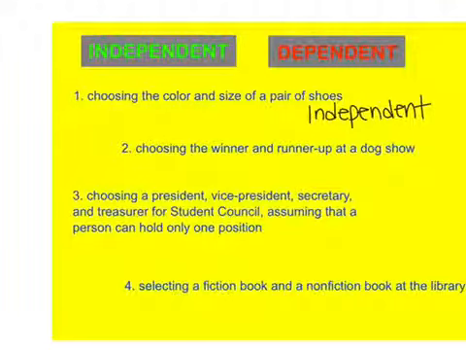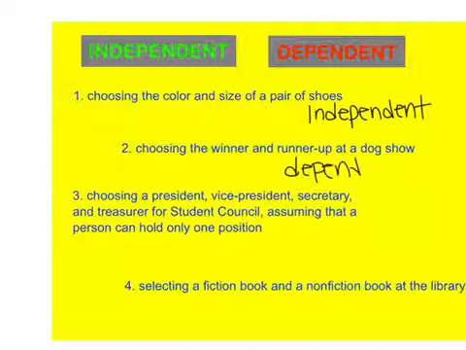Now, choosing the winner and a runner-up at a dog show. If you have 6 total dogs you're looking at, to choose a winner, you get 1 out of 6. Now, that denominator is going to change because when I'm choosing a runner-up, I now only have 5 to pick from. You can't be a winner and a runner-up. You can't be both. So these are going to be dependent.